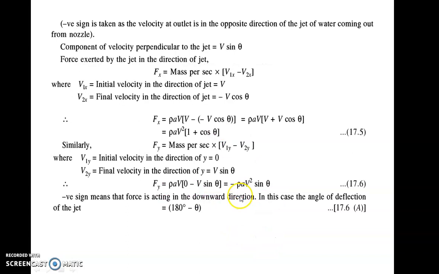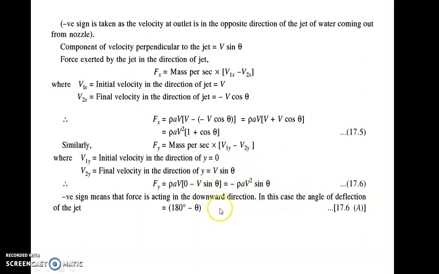That's why the force in y direction after striking, initial velocity is 0, but the final velocity is also 0. So this is wrong. This is not V sin theta. It is sin theta minus sin theta. Hence it will be 0. So the force in y direction will be 0 actually. So it will not be minus rho a V square sin theta. This will be the case when the jet strikes tangentially. That we will see in the next case.